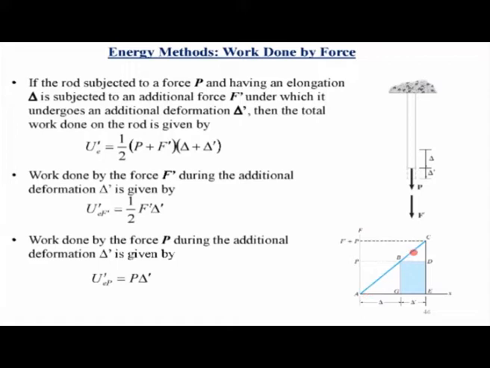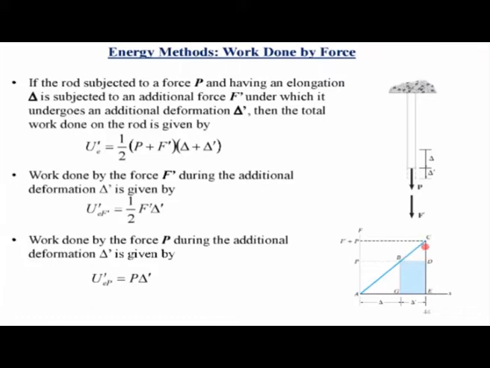In other words, if you again plot the load versus deformation curve of this rod, you see that from P it has now gone up to P plus F dash, and the deformation has gone from delta to delta plus delta dash. So the total work done by the force is given by the area of this entire triangle, which is half P plus F dash into delta plus delta dash. Now out of this, the work done by the additional force F dash is given by half F dash into delta dash. That is the area of this top portion of that triangle.